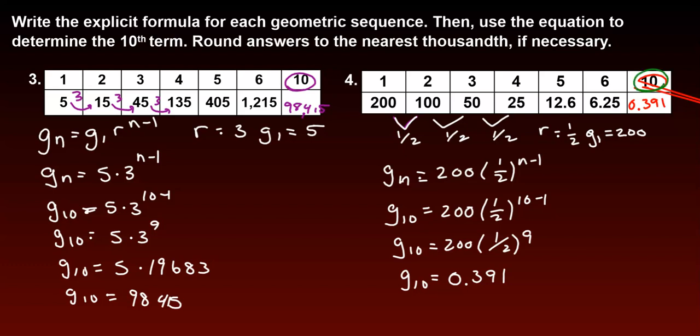Again we're looking for the 10th term, so we're going to plug in 10, and we get G sub 10 equals 200 times half to the 10 minus 1. This is a 10 in the exponent here. 10 minus 1 is 9. And then if you put 200 times half to the 9th power in your calculator, you get 0.391. So the 10th term is going to be 0.391. And that's how you write the explicit formula and determine the 10th term.